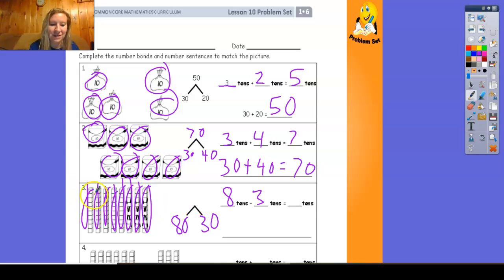We want to know how many tens there are left. 1, 2, 3, 4, 5. 5 tens. So 80 minus 30 equals 50.